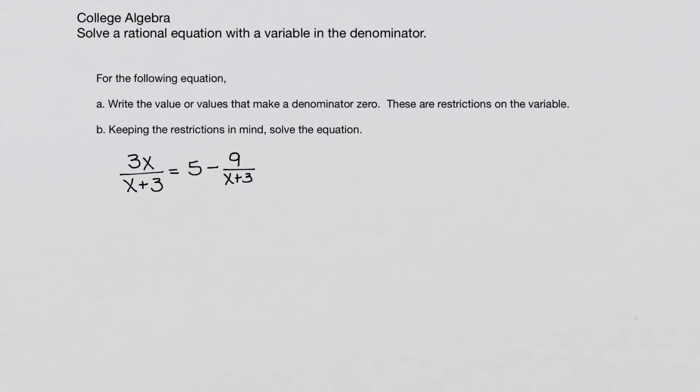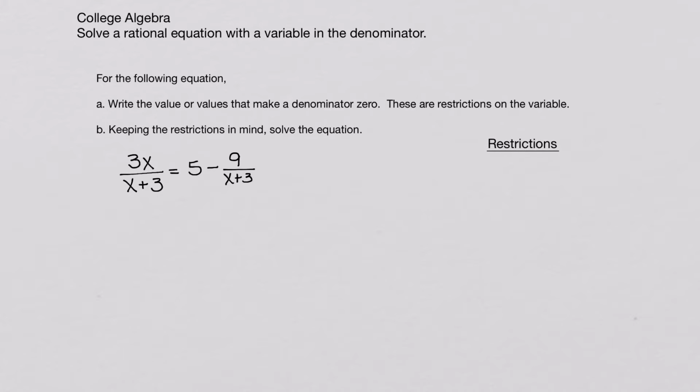In this problem, I'm going to determine what value or values make the denominator 0, and then I'm going to solve the equation and check and make sure that I don't use a forbidden value. So let's start by determining what values are actually forbidden.